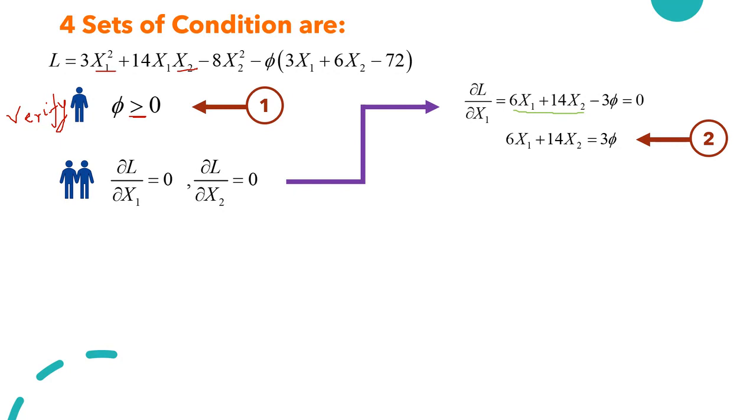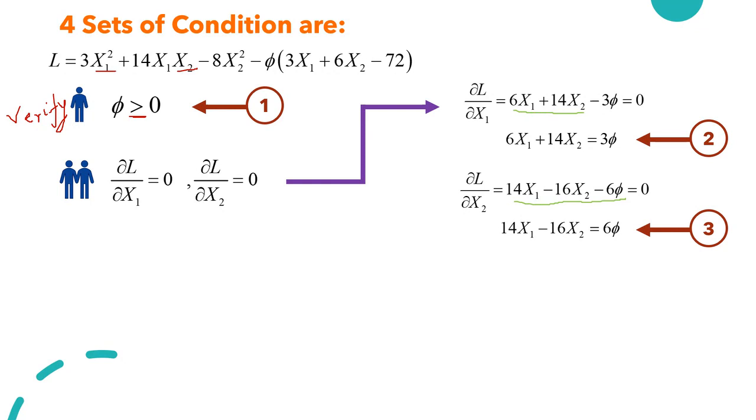Similarly, let us partially differentiate with respect to x2. If I do that, we will get 14x1 minus 16x2 minus 6 phi is equal to 0. So again, when we equate it, we will get 14x1 minus 16x2 is equal to 6 phi. Let me consider this as equation 3. So this is my second condition.